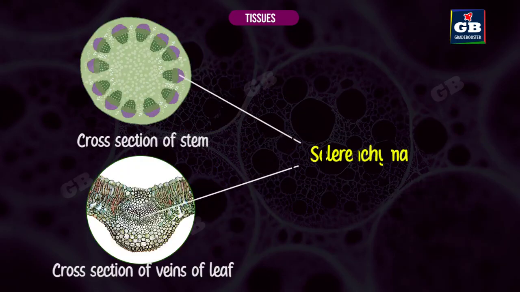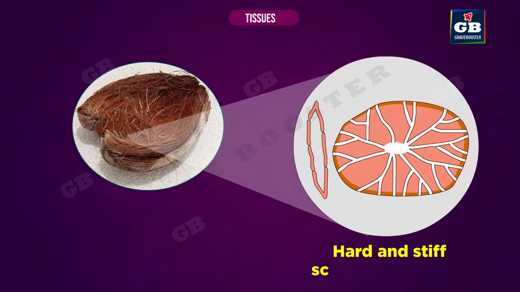This tissue is located around the vascular bundles in the stems and in the veins of leaves. It is also located in the covering of seeds and nuts. The covering on the coconut, that is, the coconut husk, is made up of sclerenchymatous tissue.